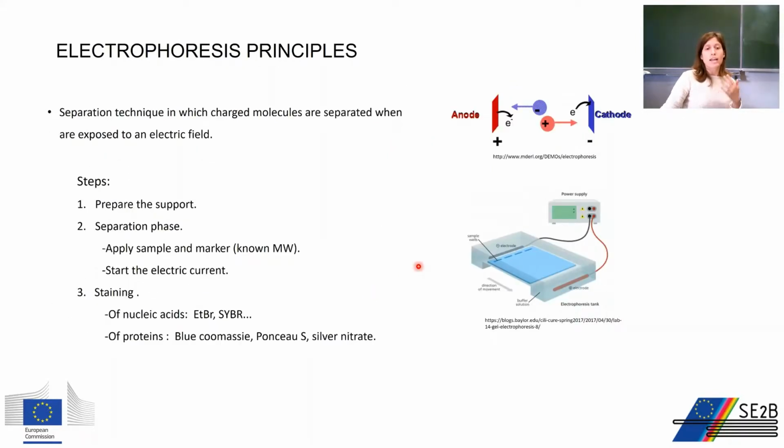Now let's talk about electrophoresis. Electrophoresis is a separation technique in which charged molecules are separated when they are exposed to an electric field. The main steps are preparing the support. The support will be in this electrophoretic tank, and it will be embedded with the buffer. Then we will apply the sample and a marker with known molecular weight, and we will start the current. Then the separation can begin. Finally, after the separation, we have to stain the molecules to make them visible.